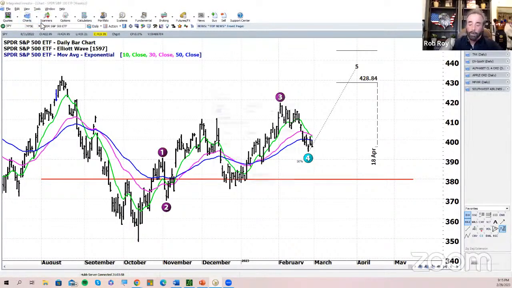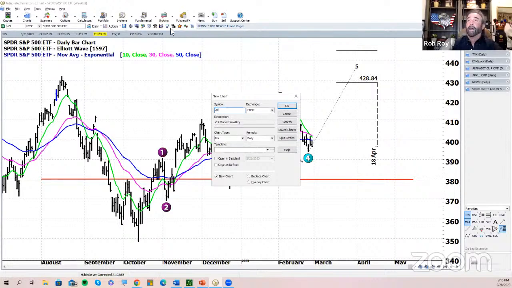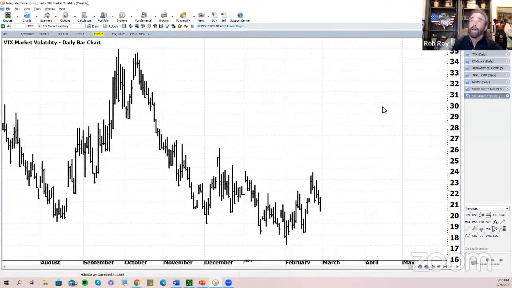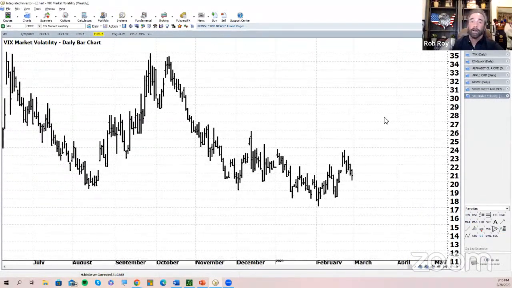Let's take a look at the VIX before we go look at anything else. And interestingly enough, on the VIX, again, a bit of a move to the downside from that breakout of the triangle, but no real move to the upside in the VIX.